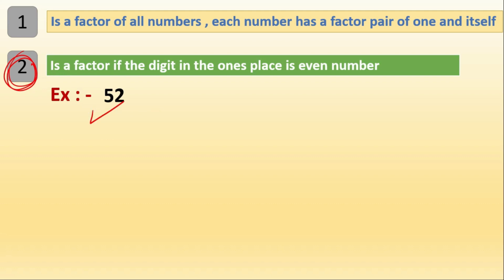Another example, 94, which is the ones place? 4 in ones place. Even or odd? 0, 2, 4, 6, 8. 4 is an even number. Got it? So number 2 is a factor of 94 because ones place is an even number.